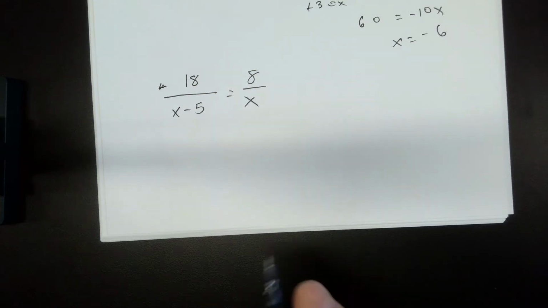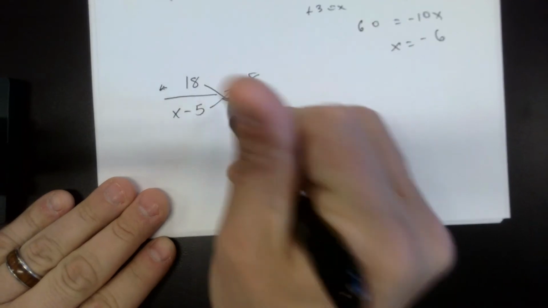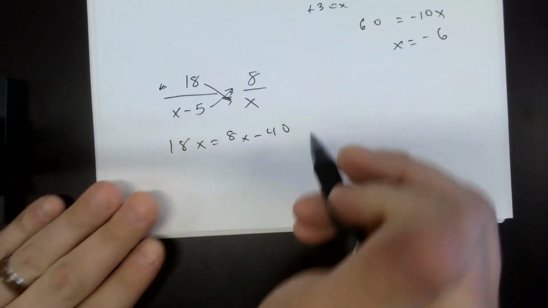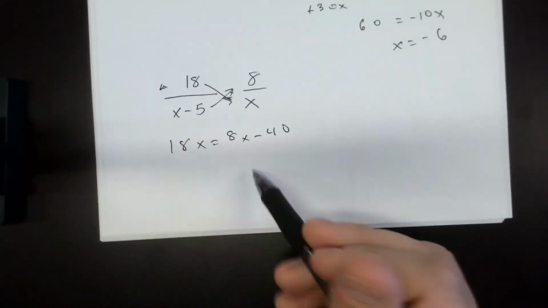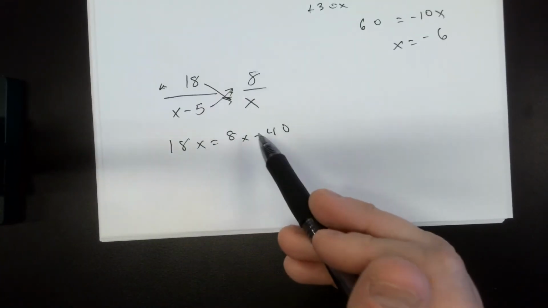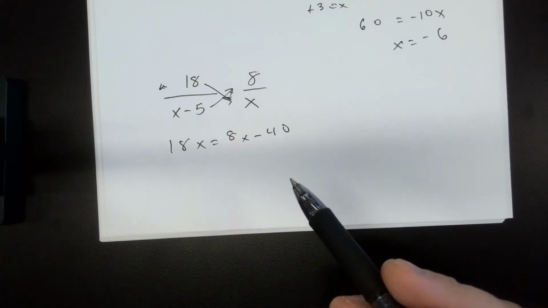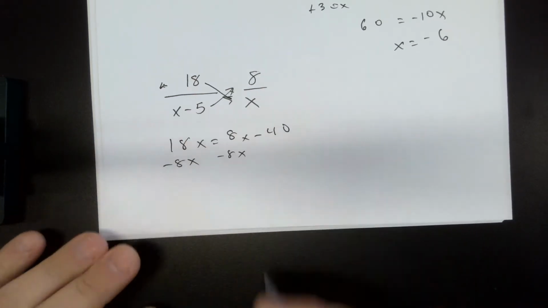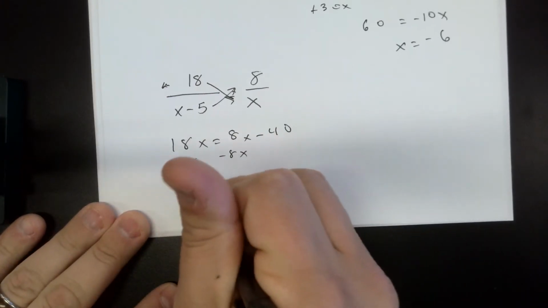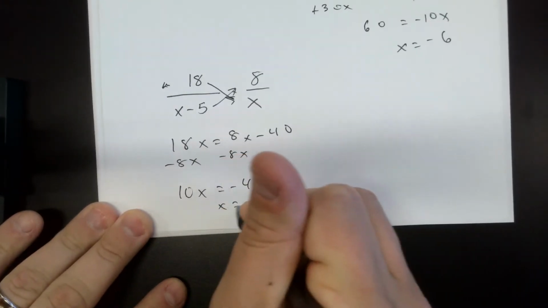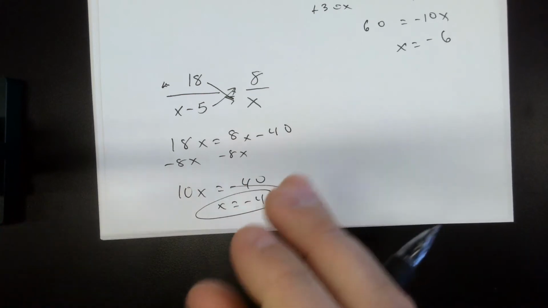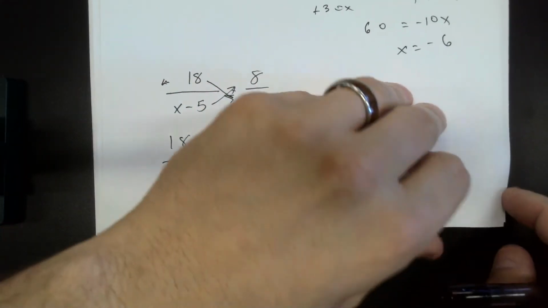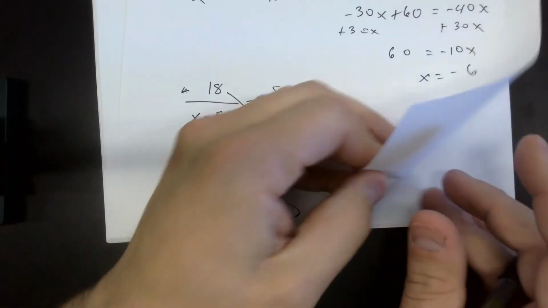Okay, so we're going to cross multiply, right? So we have 18x equals 8 times x minus 5, which is 8x minus 40. Who got that right? Does it matter which side's which? Can you have 8x minus 40 equals 18x? Yeah, nothing changes there. So then we subtract 8x. We get 10x equals negative 40, or x equals negative 4. Who got that one right? Okay, that's good.